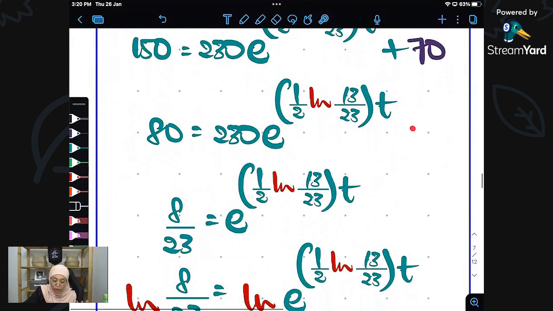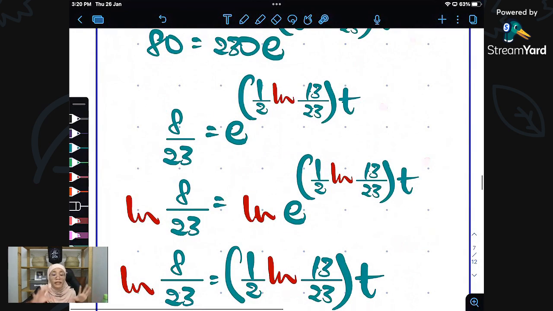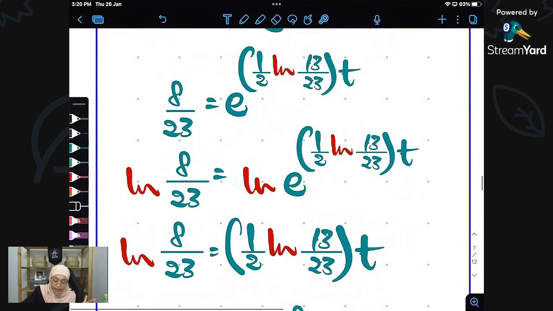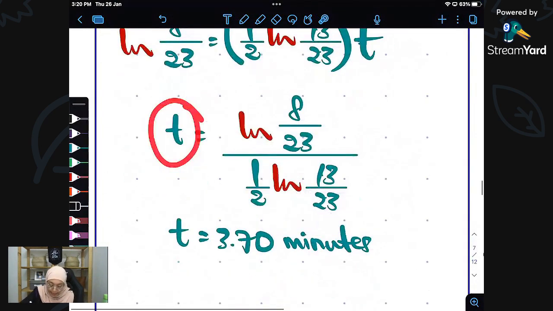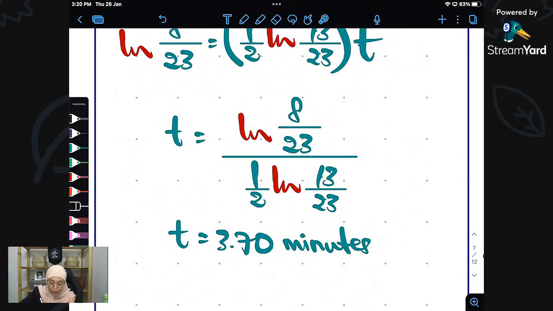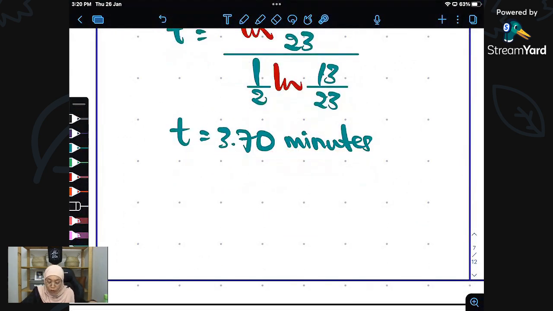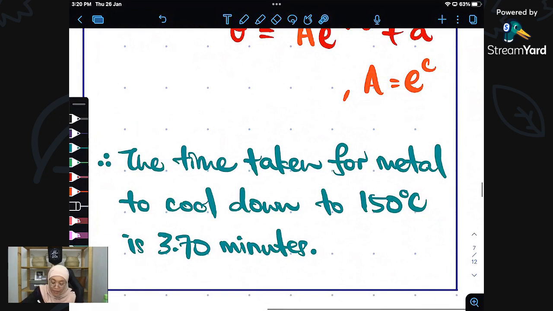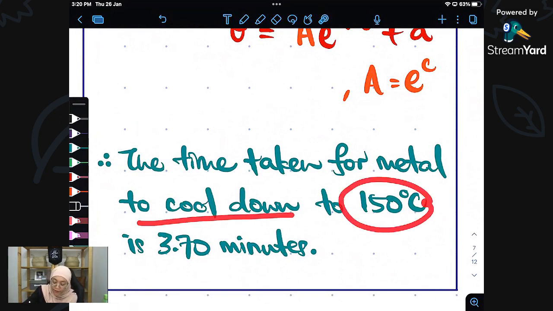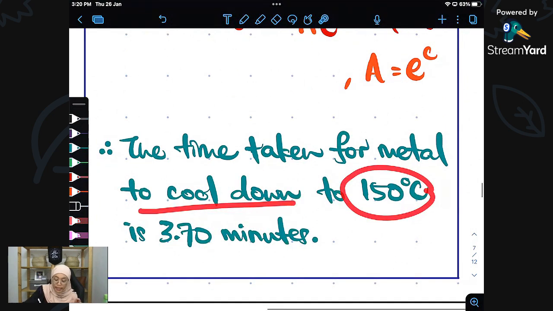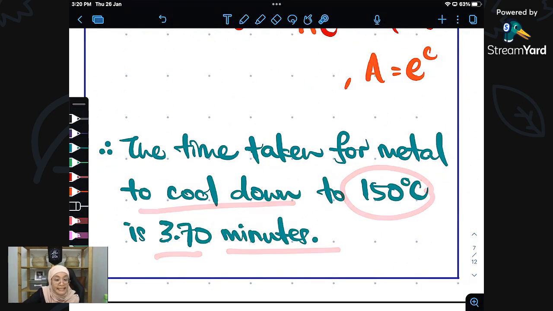And so you solve. You do the mathematical process, you solve it mathematically, and then you will get eventually the value of T, and the value of T will give you 3.70 minutes. And therefore, you can write down your conclusion saying that the time taken for the metal to cool down to 150 degrees Celsius is only 3.7 minutes.